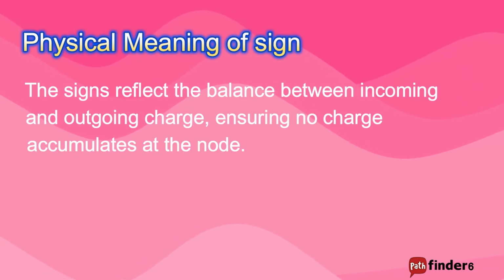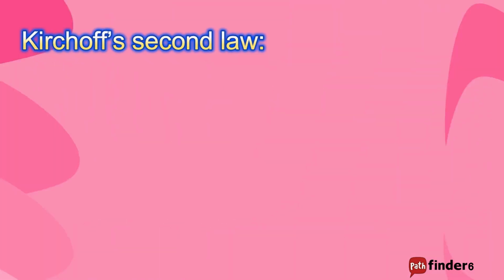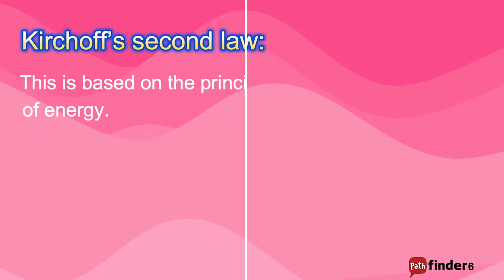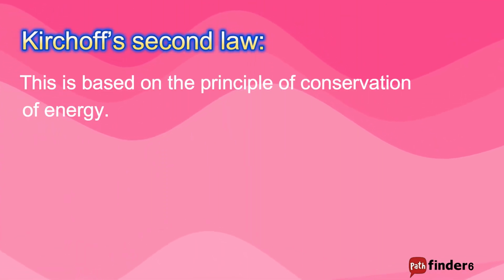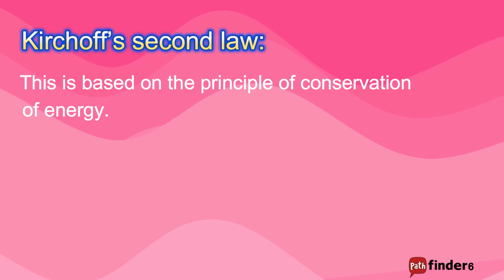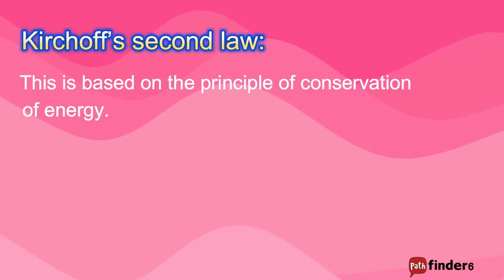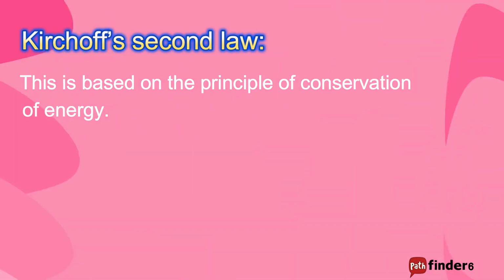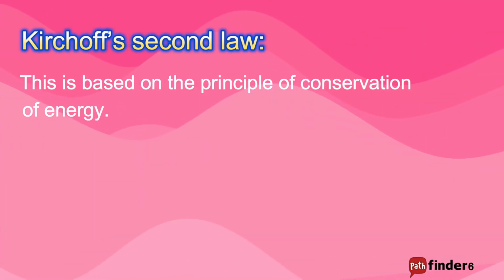Kirchhoff's second law. This is based on the principle of conservation of energy. This law implies that the total energy supplied to a closed circuit is equal to the total energy consumed within the circuit. Energy conservation ensures that no energy is lost or gained unexpectedly as the current traverses the loop.